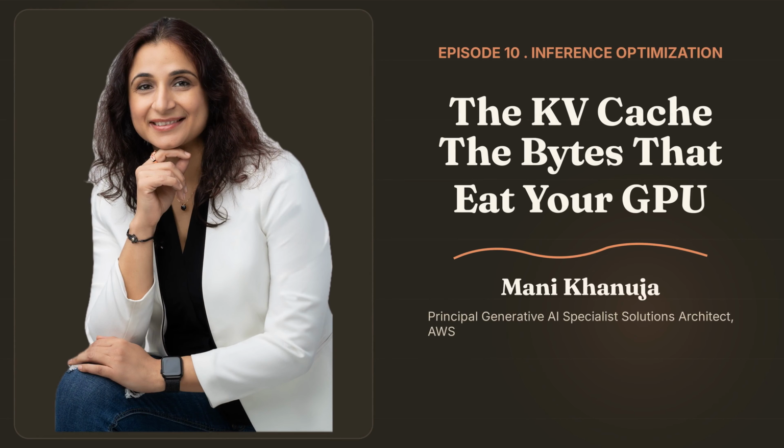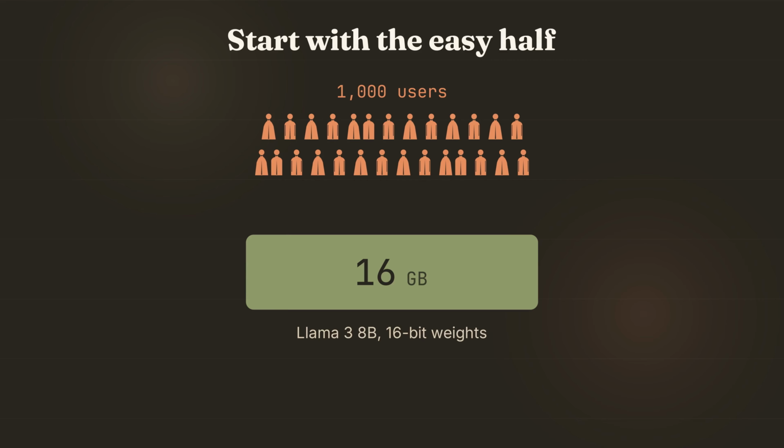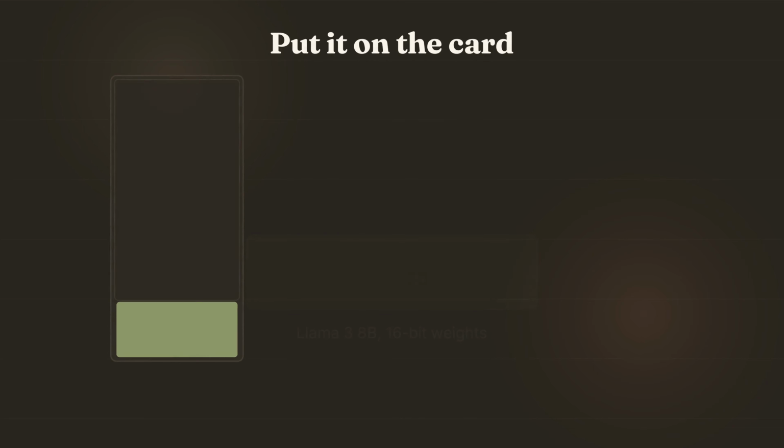I'm Mani Kanuja. Last time I promised you the bytes that are really filling your GPU up, and I said it isn't your weights. So let's start with the weights anyway, because they're the easy half. An 8 billion parameter model in 16-bit comes to about 16 gigabytes, and we worked that out a couple of episodes back. And what does that 16 do when your traffic changes? Nothing. One user or 1,000 users, a short prompt or an enormous one, it is 16 gigabytes and it just sits there. So put that model on an H100.